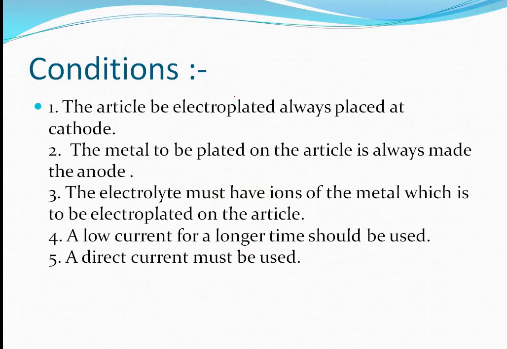Okay, next, what are the conditions by which we can do the electroplating process? The article to be electroplated is always placed at the cathode. For example, if we want to electroplate a brass spoon, it is placed at the cathode, because at the cathode the reduction process occurs, that means gain of electrons occurs, and any silver or gold metal coming from the electrolyte and moving towards the cathode will get deposited at the cathode.